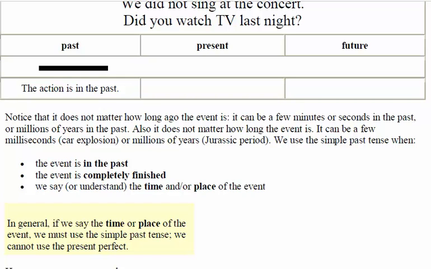We can use the simple past tense in these three main situations, or you can say these are the concluding points of the simple past tense. The event is in the past, then you use the past tense. The event is completely finished, then you use the simple past tense. And we say or understand the time and place of the event, then you use the simple past. So these are the three uses of the simple past tense.